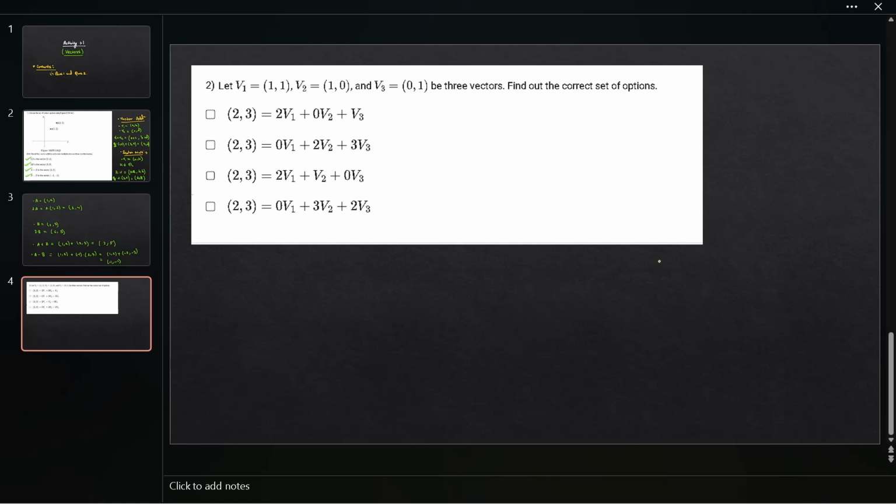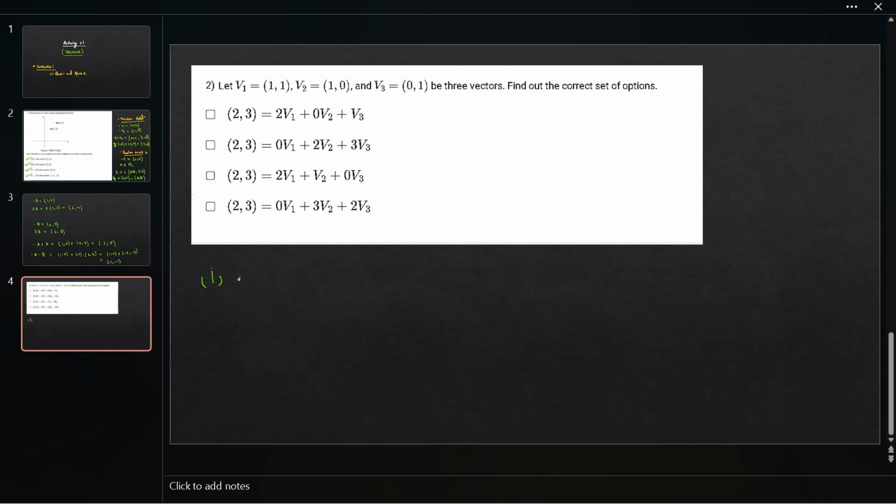In question 2, we are given that v1 is equal to (1, 1), v2 is equal to (1, 0), and v3 is equal to (0, 1). Based on this information, we have to tell which of the following options are correct. So let's analyze the first option.